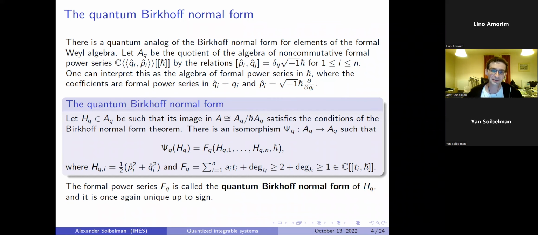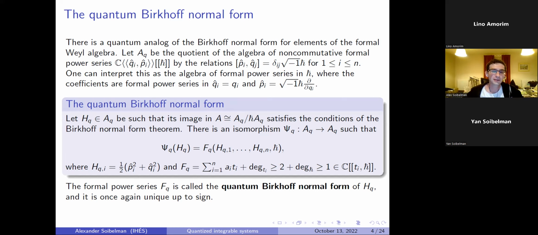And I want the image of HQ to satisfy the conditions that H does for the Birkhoff normal form in the classical case, meaning that, again, I want the image to have a Morse critical point at 0 and the value at 0 to be 0. So these kinds of things, and this non-resonance condition in addition to that. And so given all of that is true, then there is an isomorphism, or monomorphism, of this quantum algebra AQ, and it takes HQ to its quantum Birkhoff normal form, which is now going to be a formal power series in n variables as before, but now there's an additional variable h bar. So it's a formal power series in h bar with coefficients in formal power series of the Ti's.